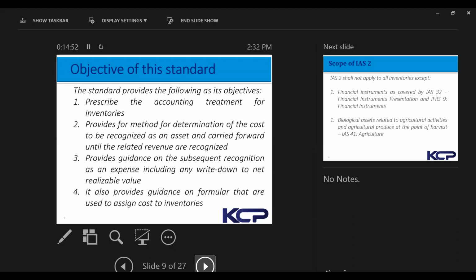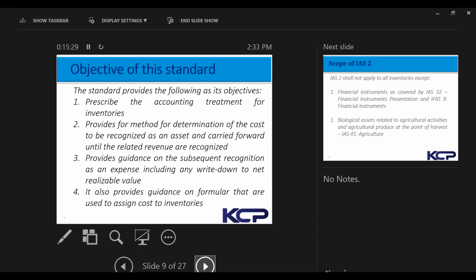So we need to diligently look out for these when we are preparing our financials. At what point do you have the cutoff when you cease to report certain accumulation of costs as an inventory? At what point does it become an expense? Then it provides guidance on the subsequent recognition as an expense, including any write-down to net realizable value.